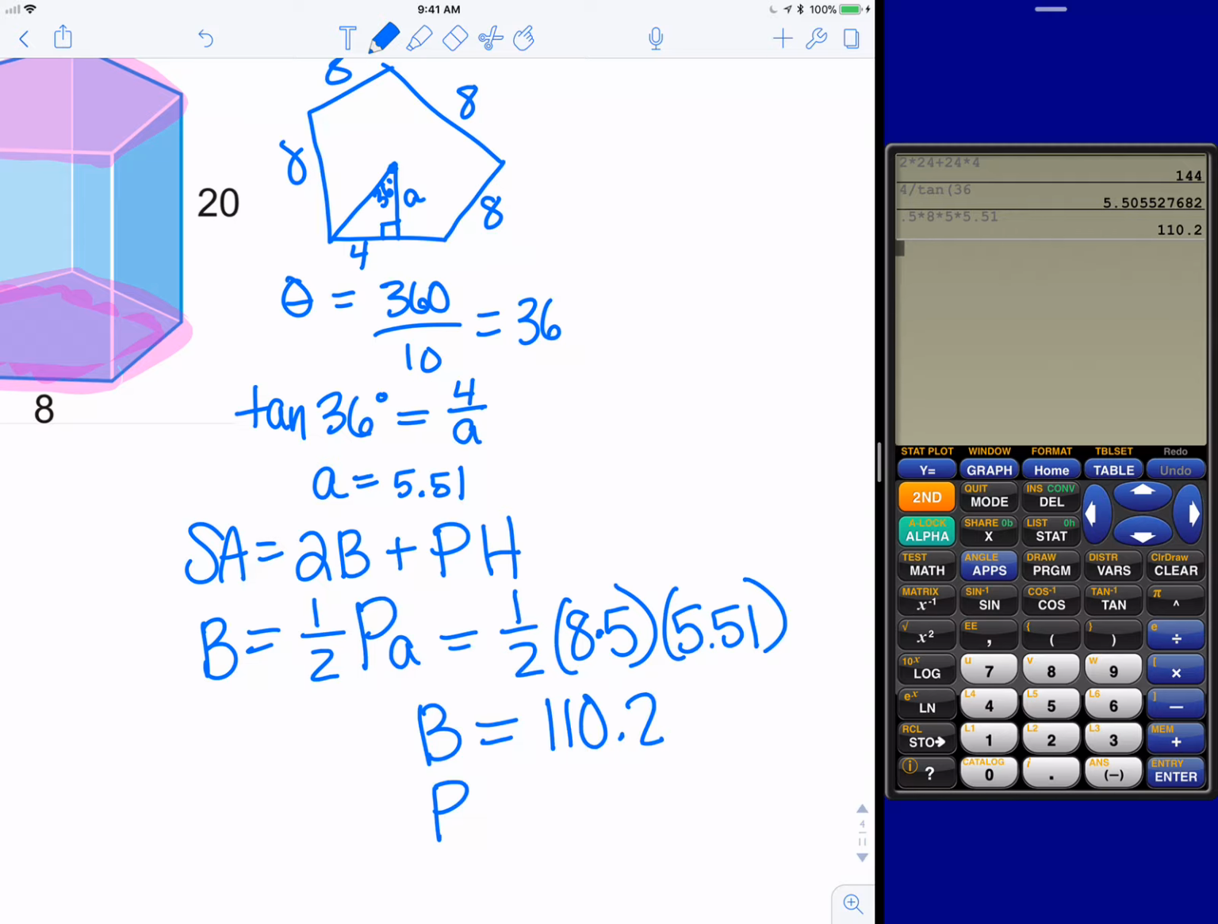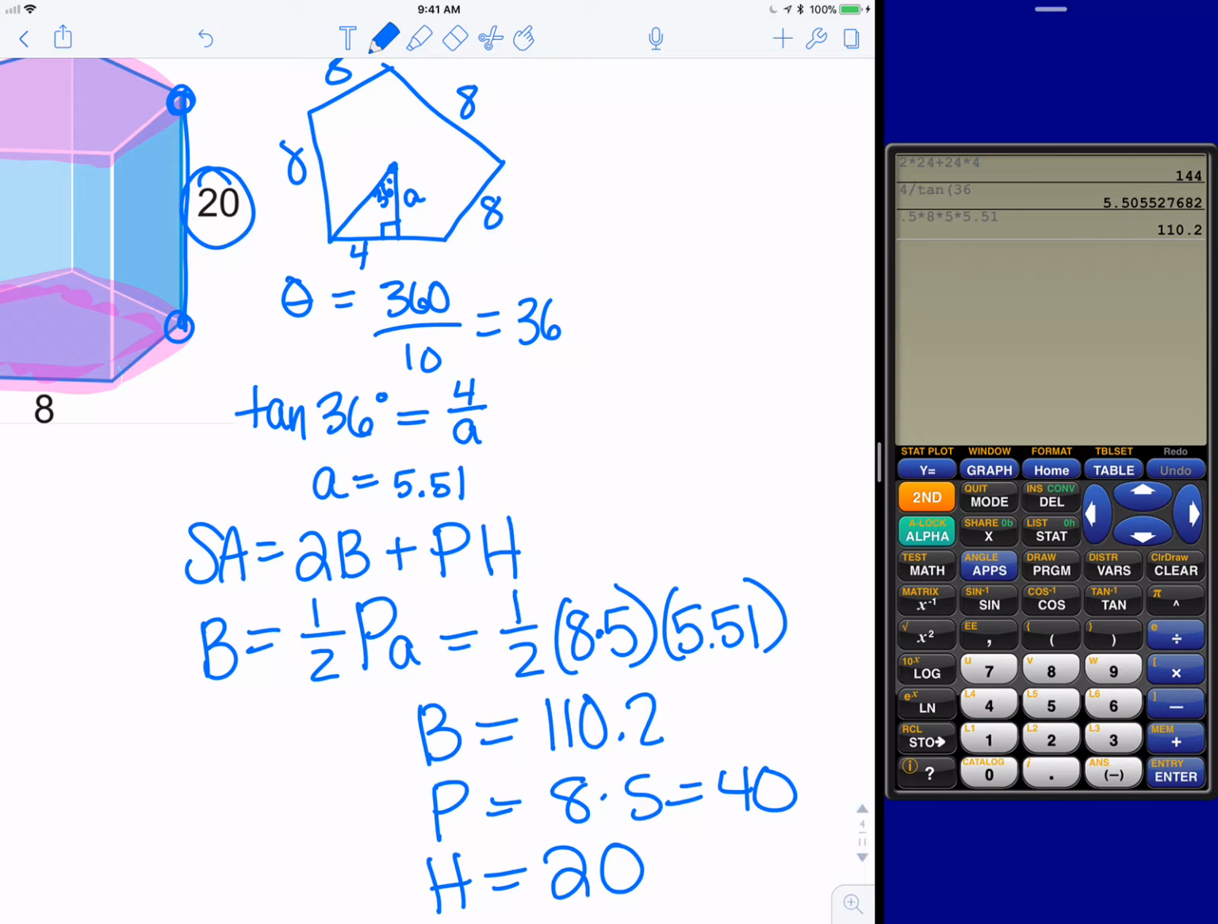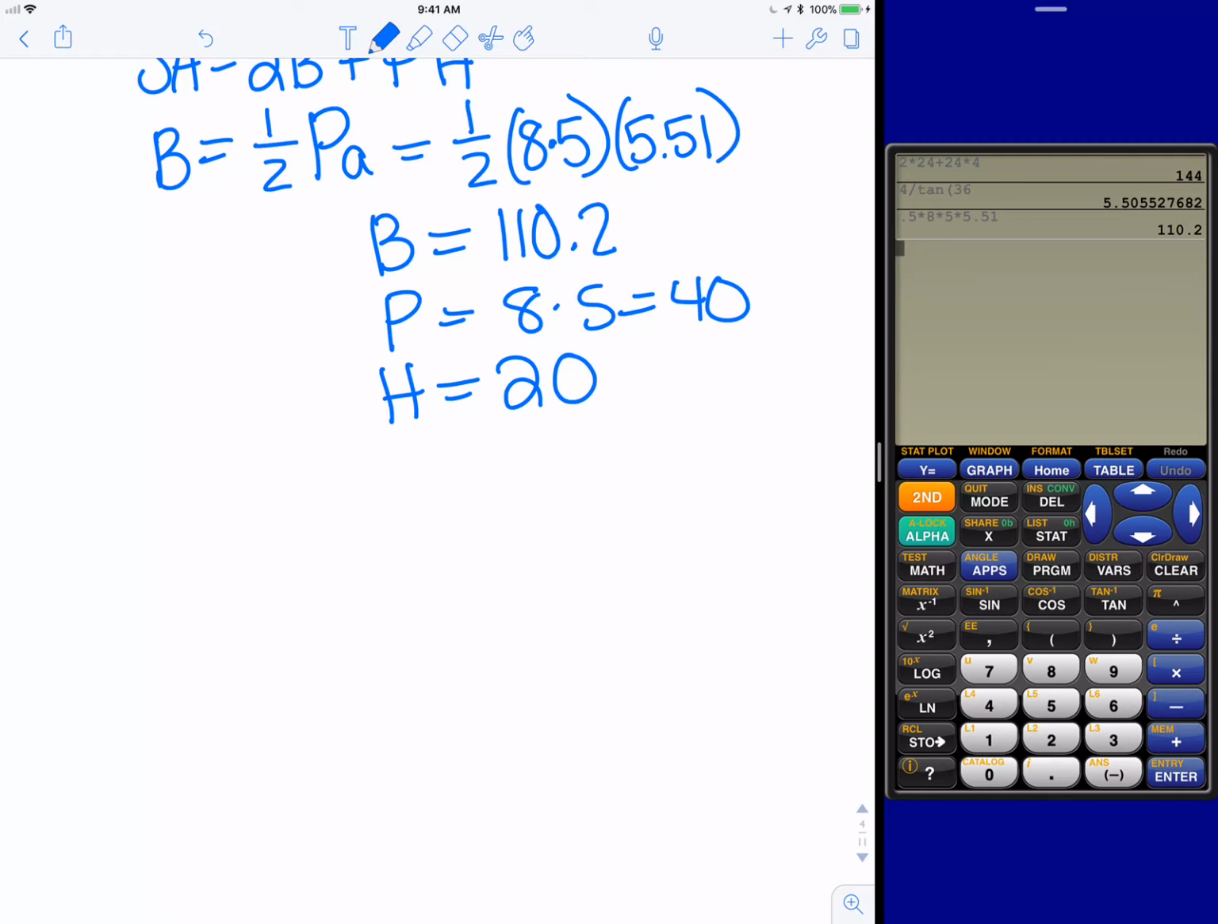Perimeter of the base face we need to know is 8 times 5, that's 40. And then the height, the distance from the top to the bottom base face, is 20. So now I'm ready to plug into my formula. So surface area equals 2 times area of the base face is 110.2 plus the perimeter times the height.